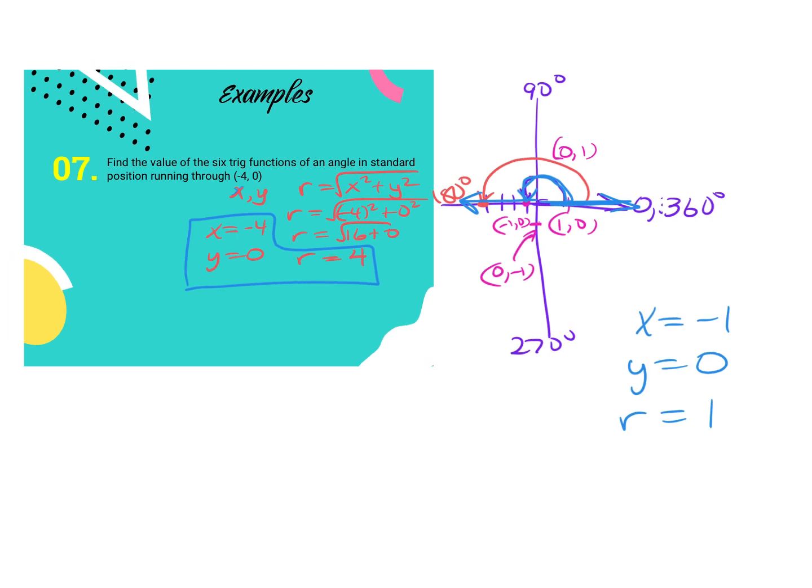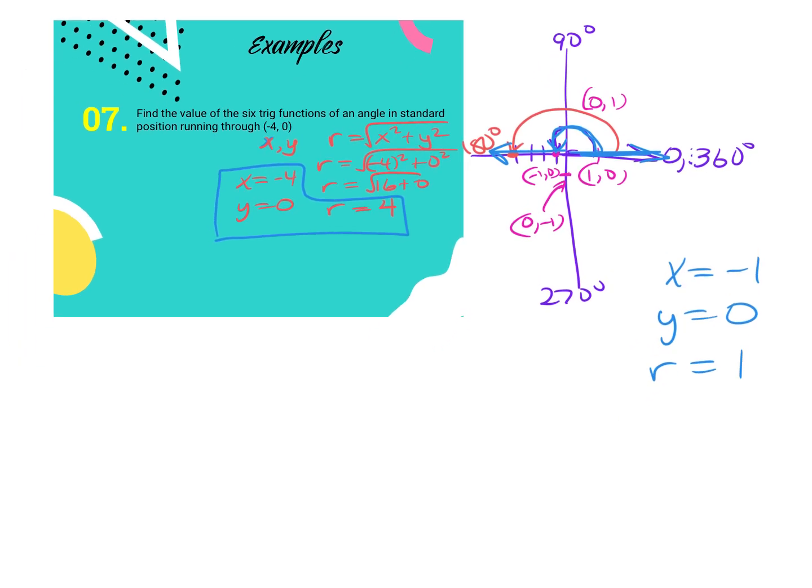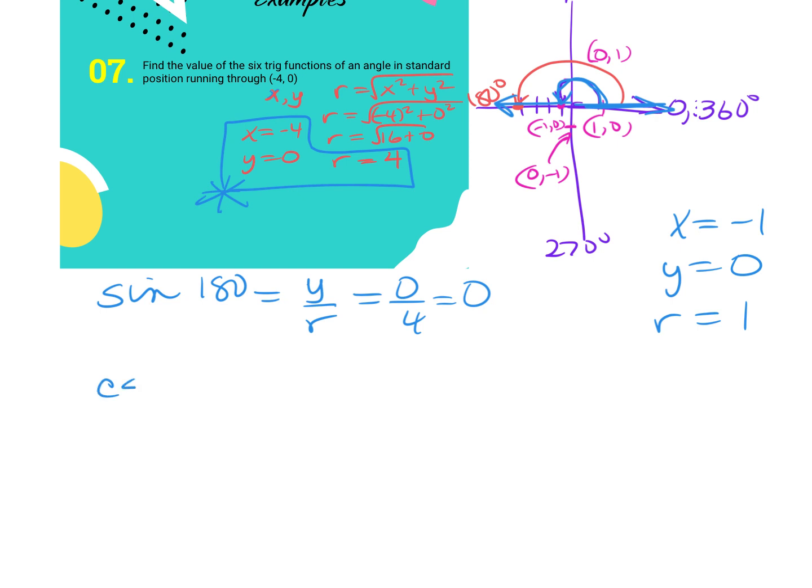So now that I have my X, Y, and R, I can go ahead and I can either choose to do these. So if I do sine of theta, but I can already see that my theta is going to be 180 here. So remember, sine is y over r. So 0 over 4, and that's 0. Then for its reciprocal, cosecant, flip it, r over y. And then this is going to give you 4 over 0, undefined.